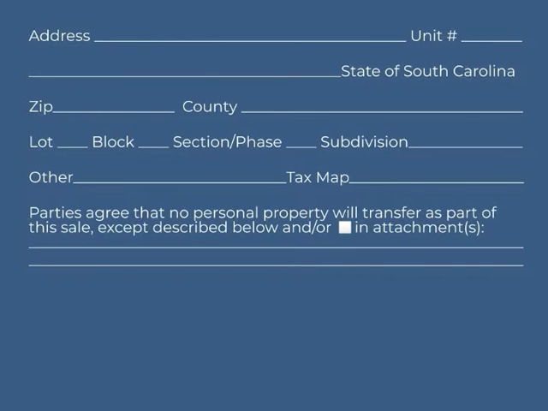Parties agree that no personal property will transfer as part of the sale except described below and or in an attachment. Be careful what you put here. Even though lenders tell you not to put them in the contract, if they are to remain, you should include them. A lender does not like to see certain things. They do not mind seeing a refrigerator, washer, dryer.